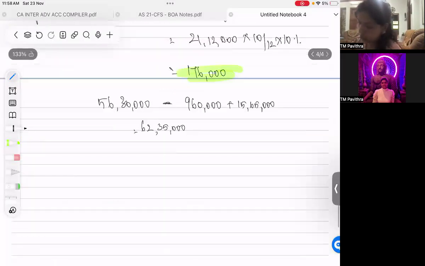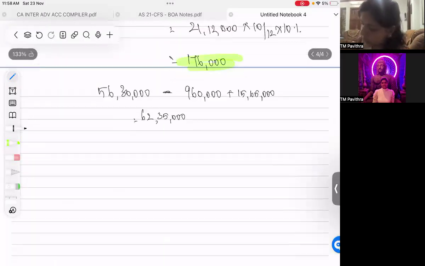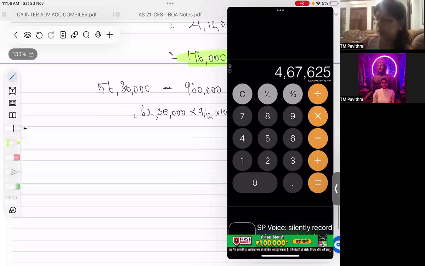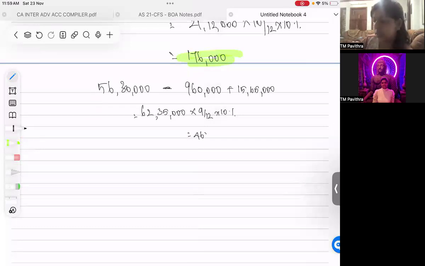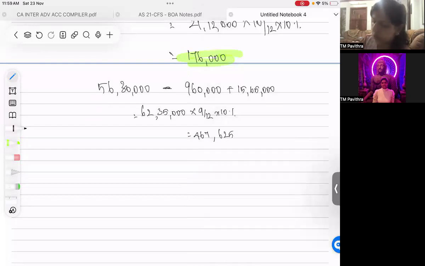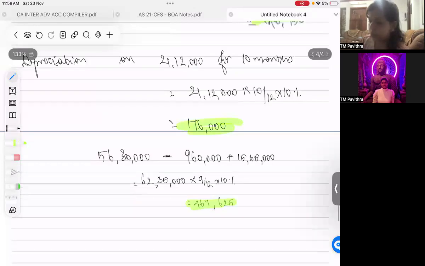So we will charge the depreciation on this for the period of 9 months, into 9 by 12 into 10%. It gives us a value of 62,35,000 into 9 divided by 12 into 0.1, which is 4,67,625. So this is also the amount of depreciation to be charged.